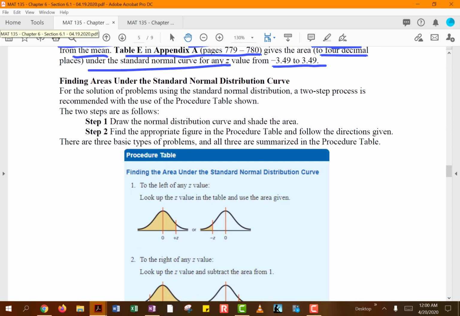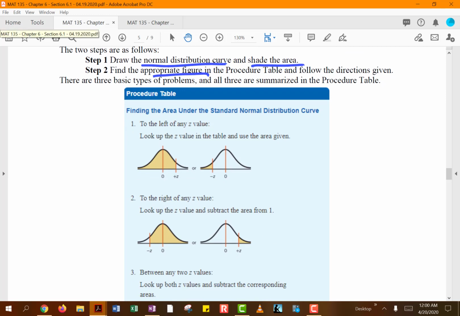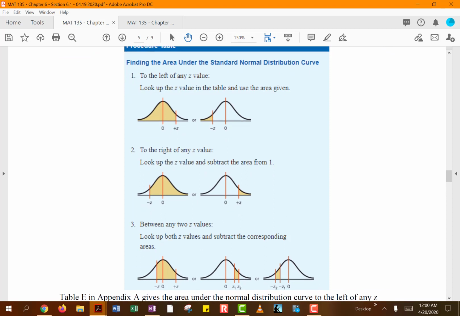So how do you find the area in your standard normal distribution curve? They are saying the solution of problems using this distribution is going to be a two-step process. Basically the first step is to draw your curve and shade the area for which you are trying to find the area. And then they are saying to find the approximate figure looking at this procedure table over here. And then based on those directions, we will use our calculations to come up with that.